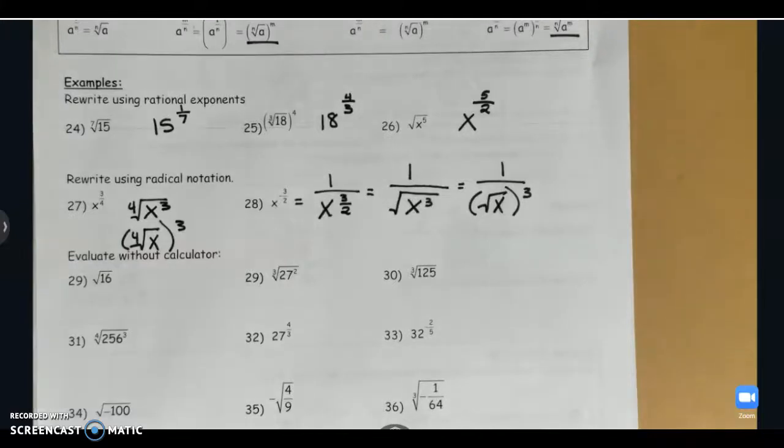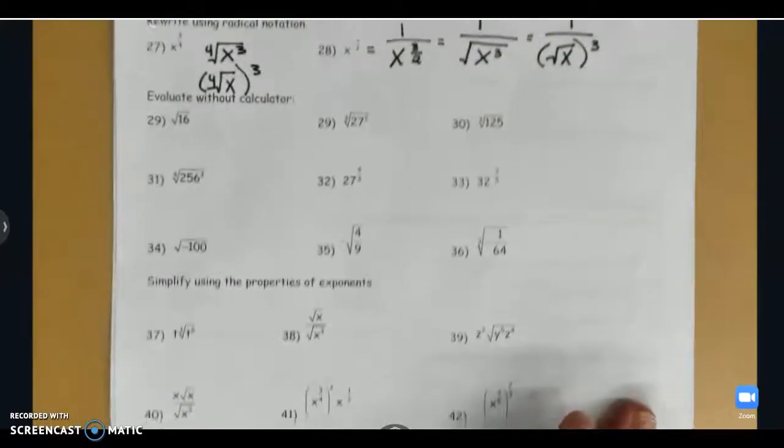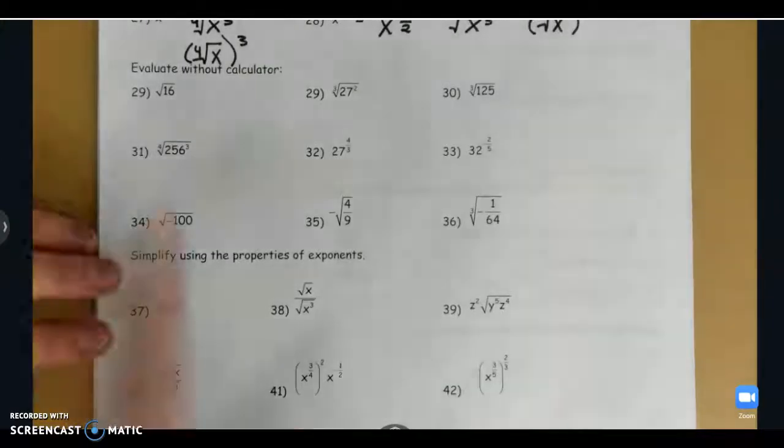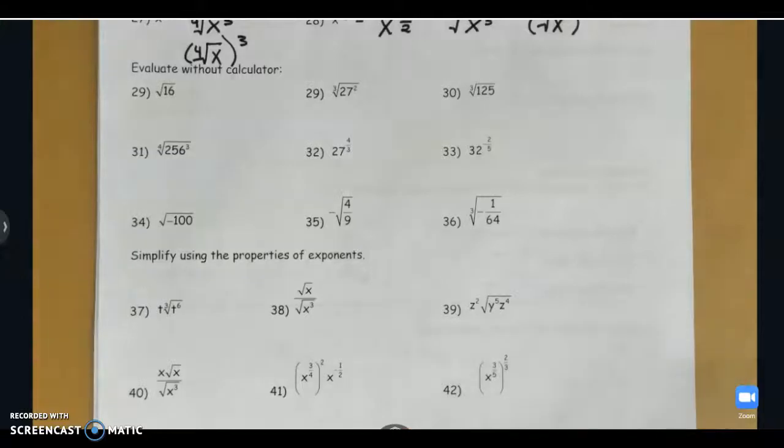Now, the rest of these where we're evaluating without a calculator, this is where you're going to be using those power tables that we filled out at the very beginning. So, some of these should be very easy to you right off the bat, like 29, square root of 16, that is 4, right? You know that, we have it memorized, no big deal.